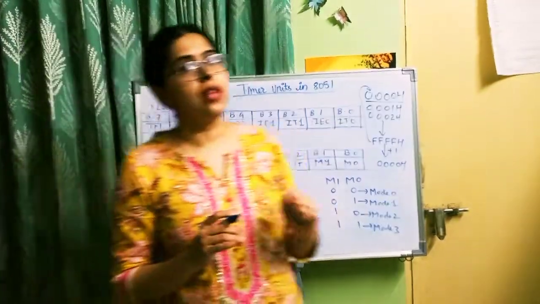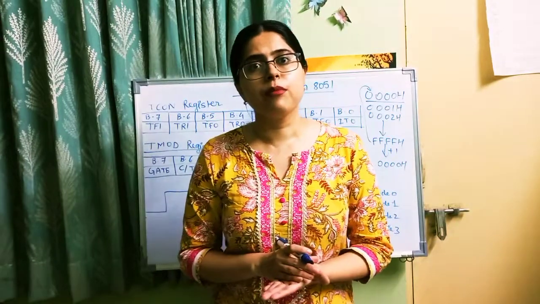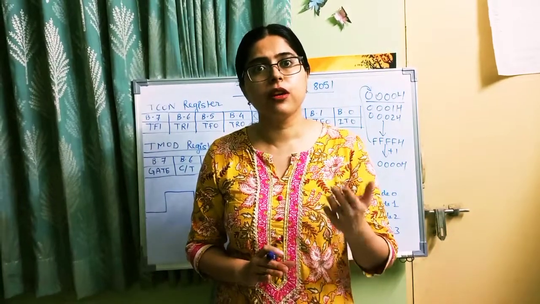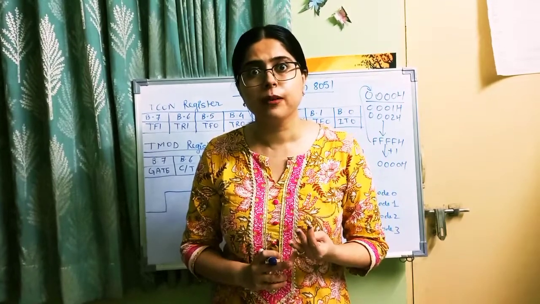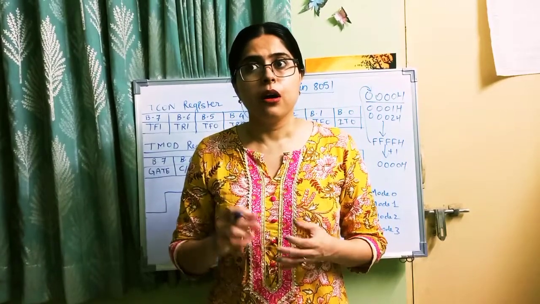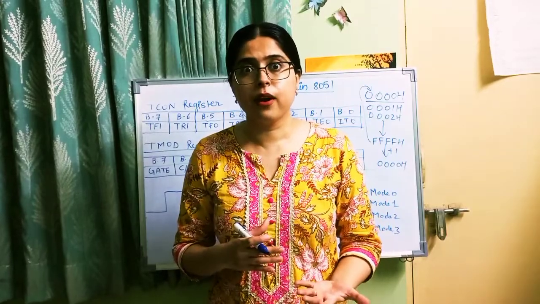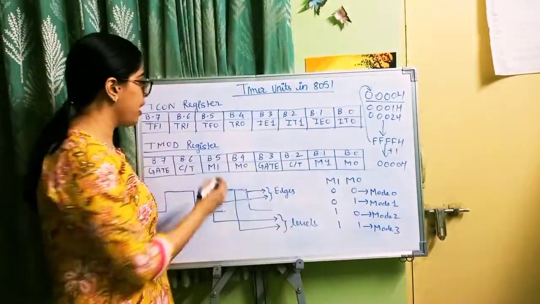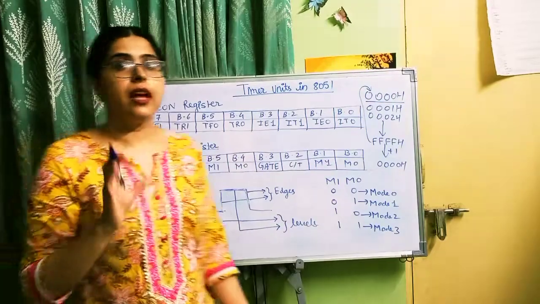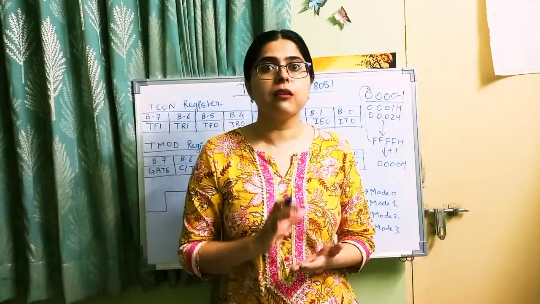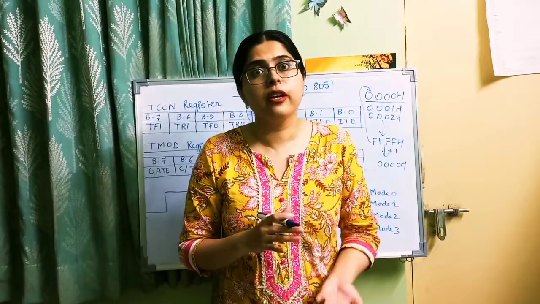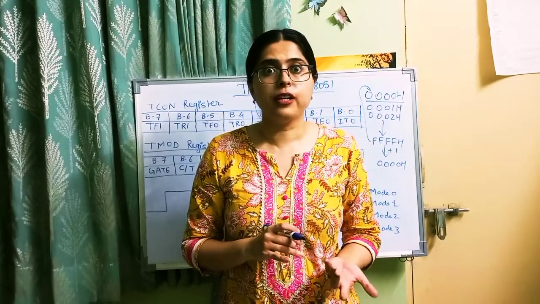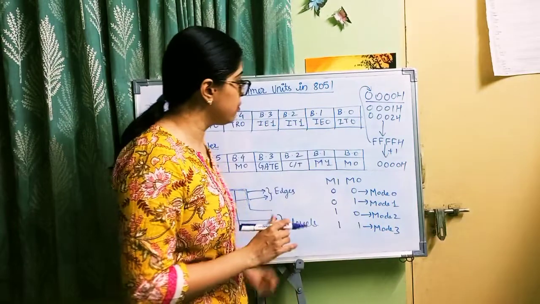Now the next point is that these timer 0 and timer 1 registers work in 4 modes, that is mode 0, mode 1, mode 2 and mode 3. So we will require mode select bits. These mode select bits are M1 and M0. M1 and M0 are used to select the mode of timer 0 or timer 1, meaning in which mode it is operating. It operates in 4 modes. So let's see those 4 modes.